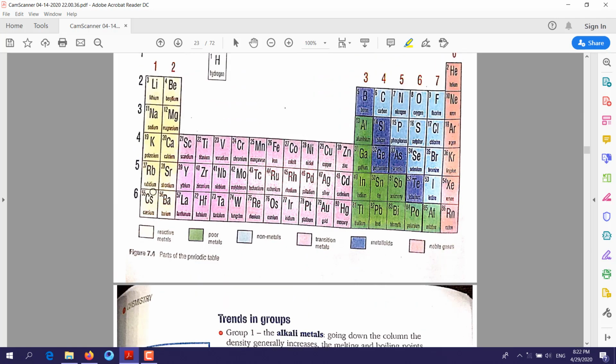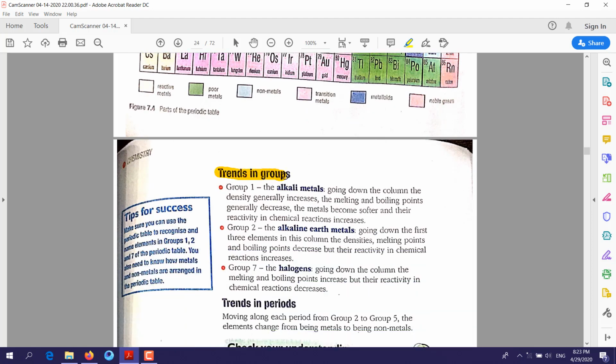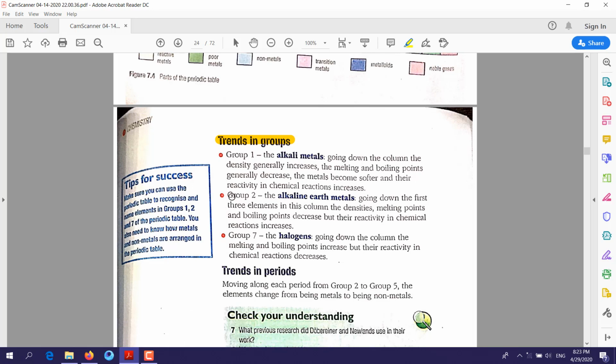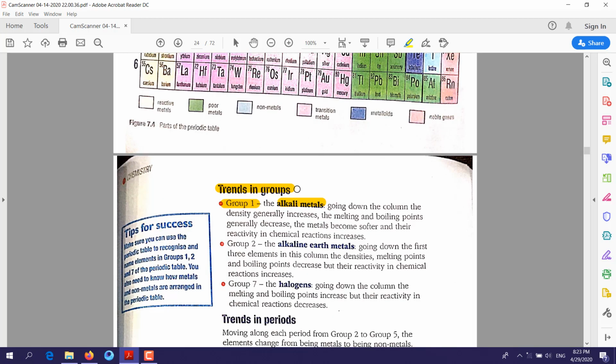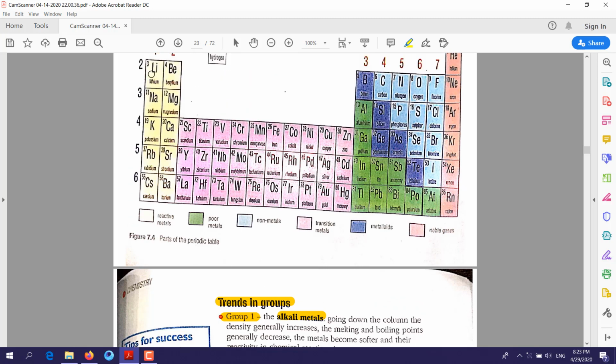Now, as you can see, all of these elements have the same color. But why? We will see why. We have something we call trends in groups. If you come to group number one, we call them alkali metals. Going down the column, it means if we start from here and go down, as much as we go down, what will happen?